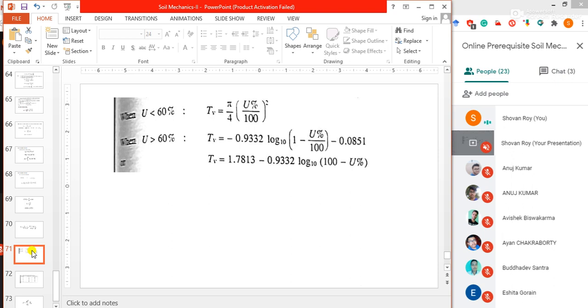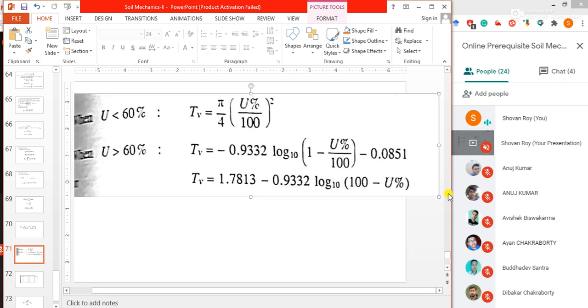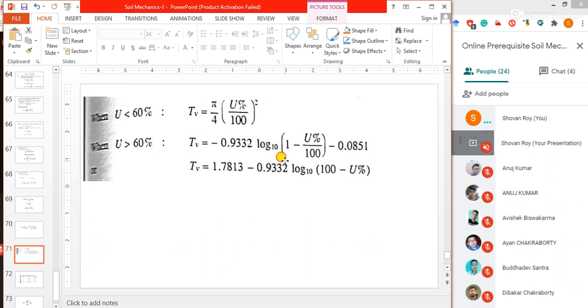And another formula, when your degree of consolidation U is greater than 60%, then the TV value is minus 0.9332 log 10 (1 minus U by 100) minus 0.0851. Also we can write this formula as 1.7813 minus 0.9332 log 10 (100 minus U percent). So this is another equation which is used to find out the TV value.